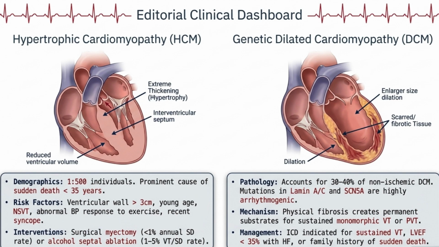In genetic dilated cardiomyopathy, DCM, mutations in the lamin A/C and SCN5A genes are highly arrhythmogenic. The fibrosis creates permanent substrates for sustained monomorphic VT or PVT. In both cases, if the ejection fraction, LVEF, is persistently below 35%, an ICD is indicated.